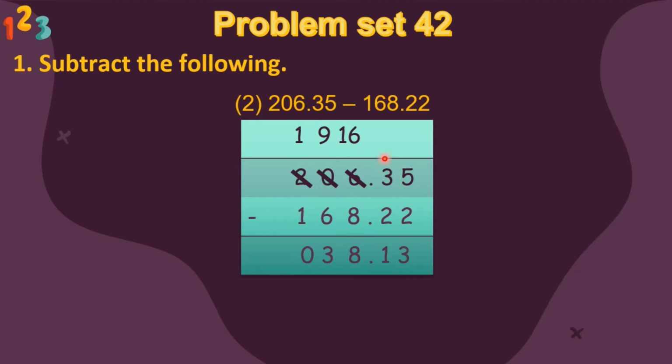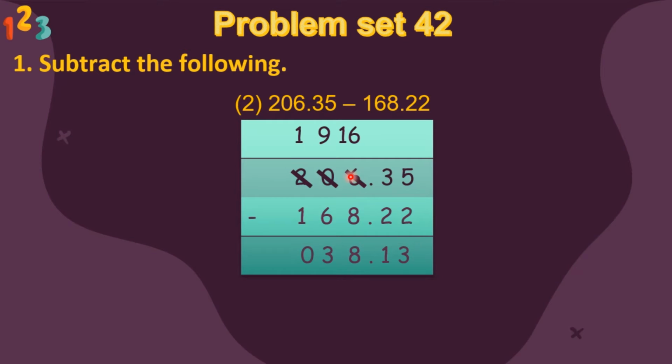Then we start subtraction from the units column. So here 5 minus 2 is 3. 3 minus 2 is 1. Then we put the decimal point and then there is a 6.